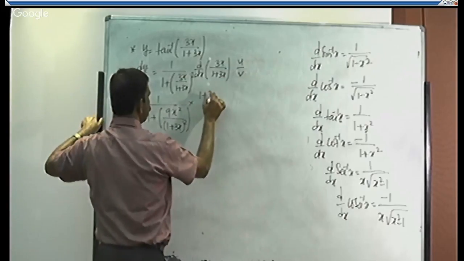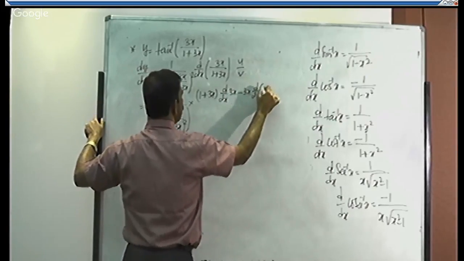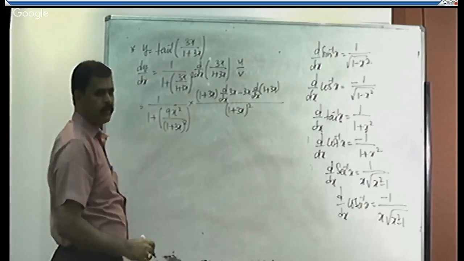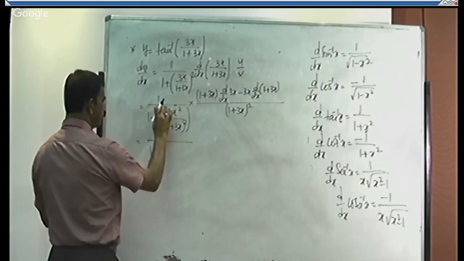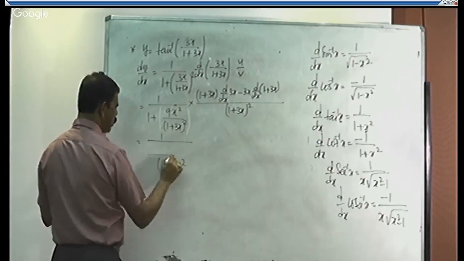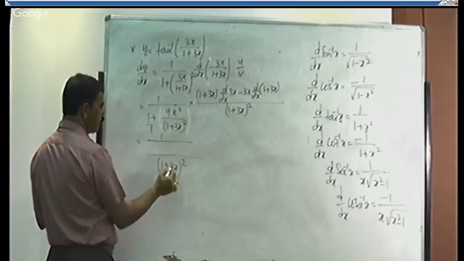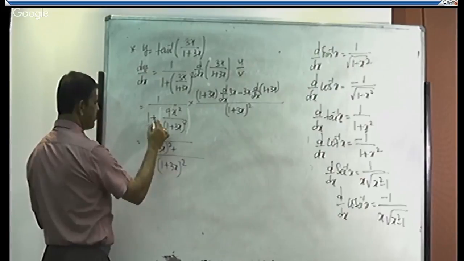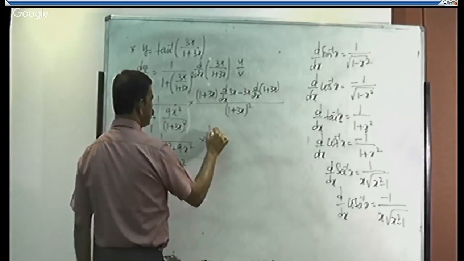Use quotient rule. 1 plus 3x into d by dx of 3x minus 3x into d by dx of 1 plus 3x, whole divided by 1 plus 3x whole square. We have just written according to quotient form. Here, if you want, you can take LCM. What is LCM? 1 plus 3x whole square is LCM. 1 by 1 plus 9x square by 1 plus 3x whole square. If the denominators are different, their product will become LCM. Then how to write the numerator? Just into this 1 plus 3x whole square plus 1 into 9x square into 1 plus 3x.